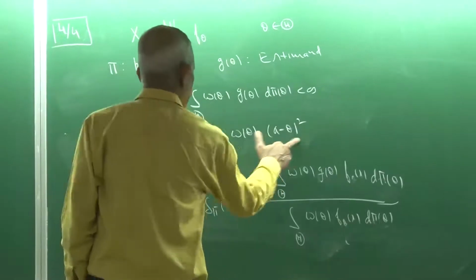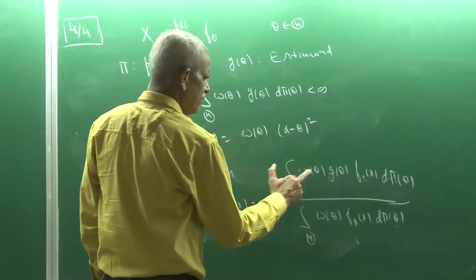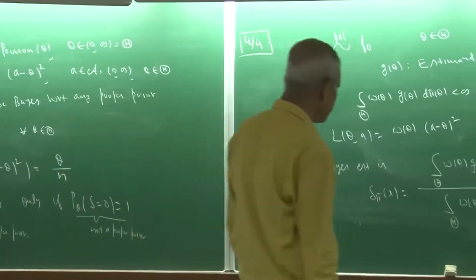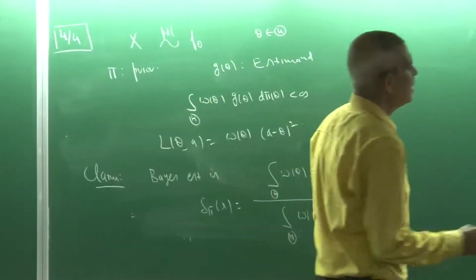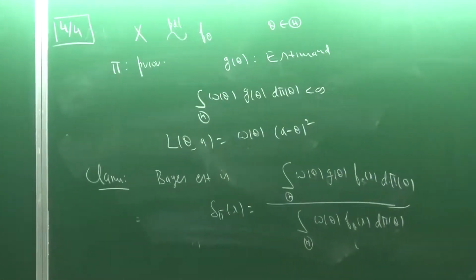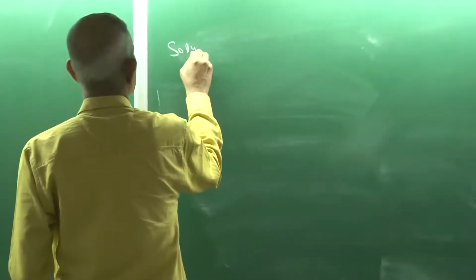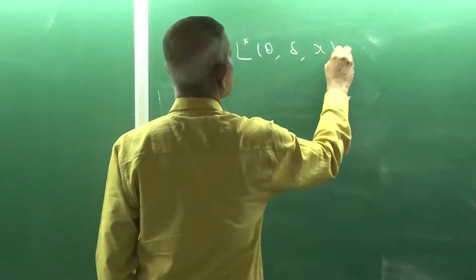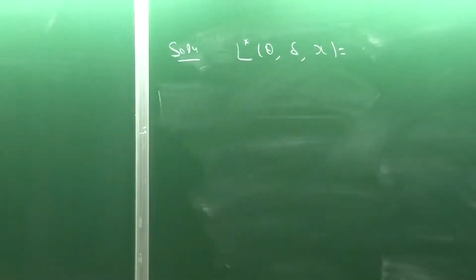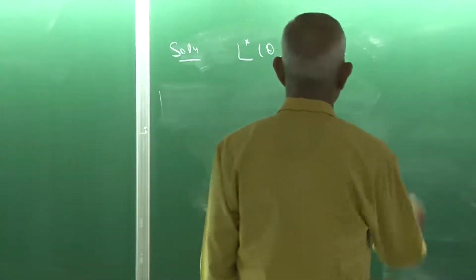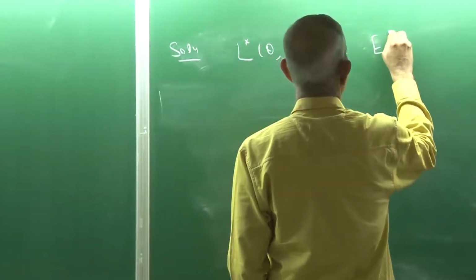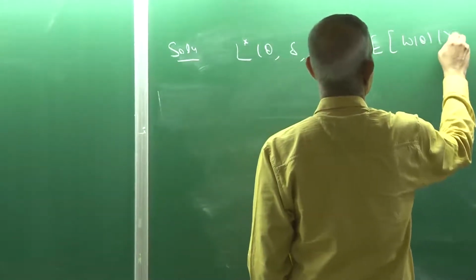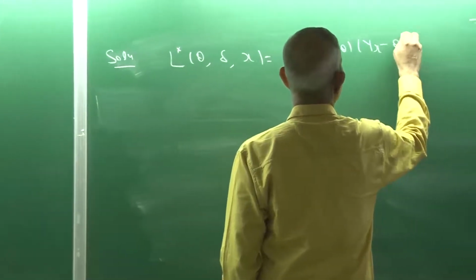If it is a loss function of this type, it is a kind of weighted posterior mean with weights coming from w theta. The idea of the proof is exactly the same as we did in the case of squared error loss function. So let's consider L star theta delta x. That is nothing but the expected value of w theta, and randomization is in terms of the random variable Y x, minus theta whole square.